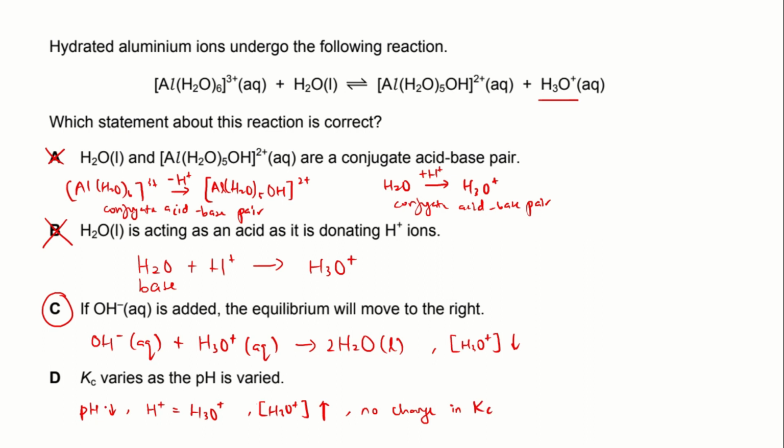If we increase the pH, which is the same like the effect in C, we are adding hydroxide ion to increase the pH. So that means concentration of hydronium ion will be reduced. Then equilibrium will shift to the right hand side, but again there will be no change in Kc. Kc, the equilibrium constant, will only change with temperature, but not concentration, so D is incorrect. Therefore, our answer to this question is C.